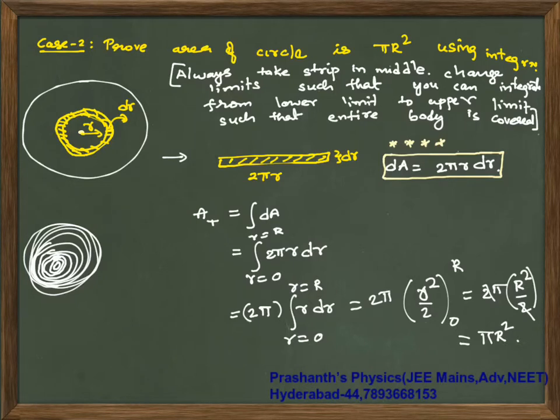So this is how you take integration, and your limits are important. If r is 0, that ring will be at the center. If r is capital R, that extends till the outer edge. So this is your final idea. I hope there is no doubt. Always take the strip in the middle and change the limits such that the entire body is covered. So this is how you calculate the area of a circle.